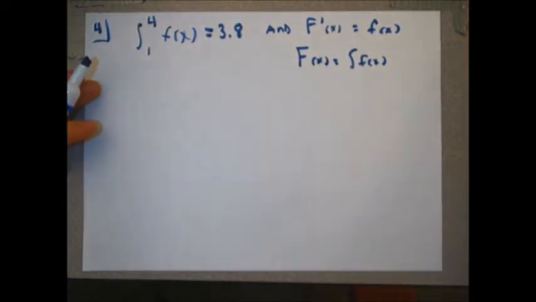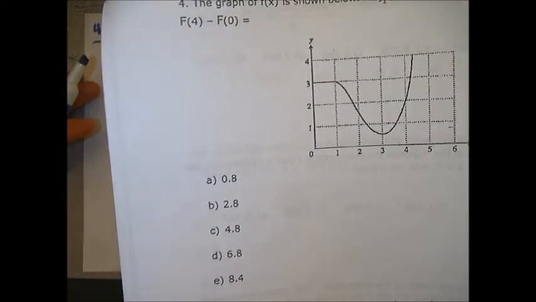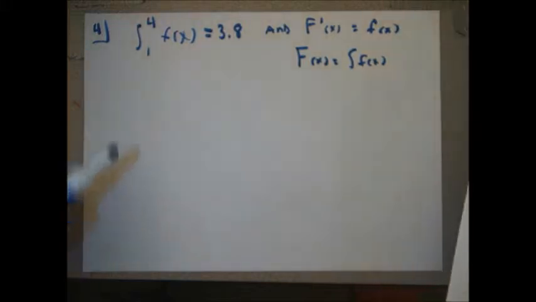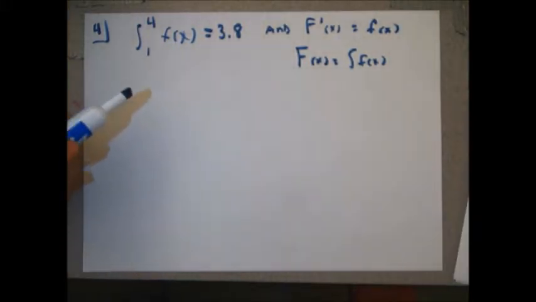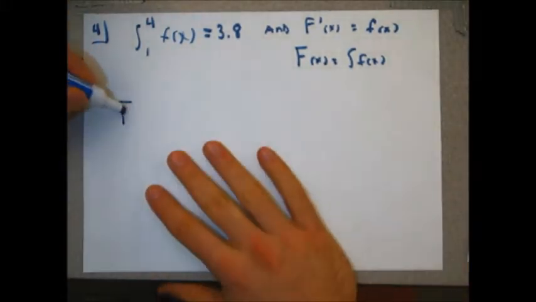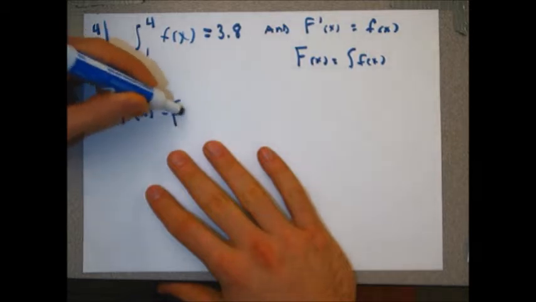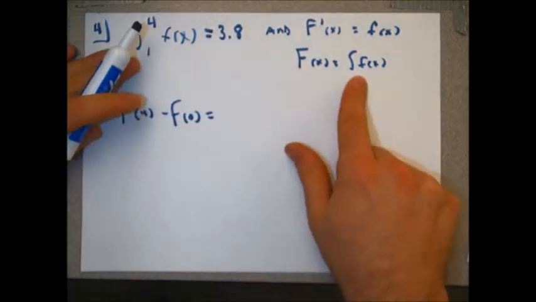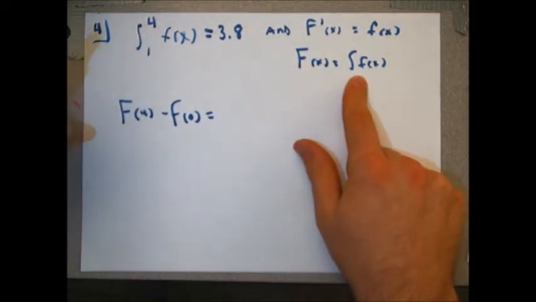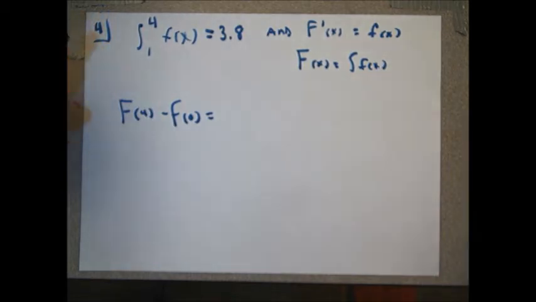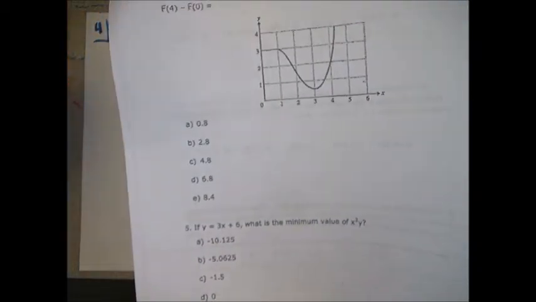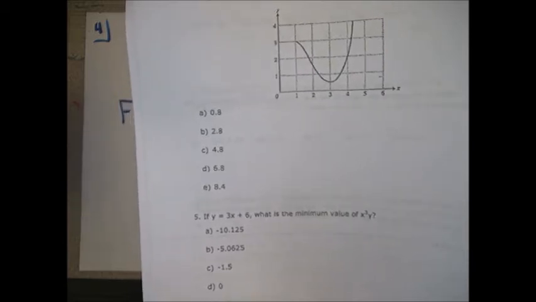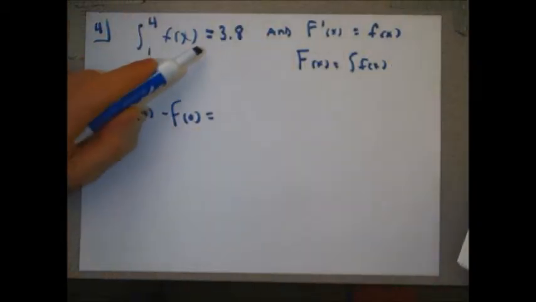So if you look at the graph given, it tells you from 1 to 4 is 3.8, and that's written right here. So they're saying the actual question is then big F of 4 minus big F of 0 is equal to, well, if we just said big F is equal to the integral of small f, this whole question really just means find the area under the curve from 0 to 4. Well, we already know from 1 to 4, according to this right here, is 3.8.